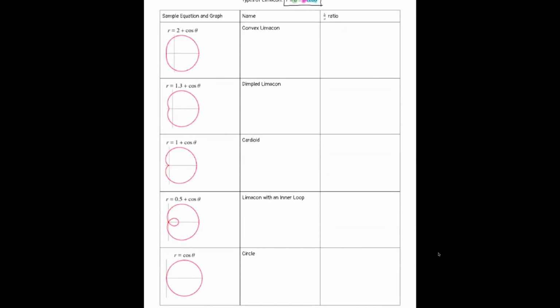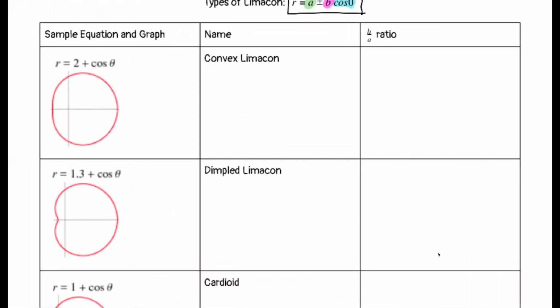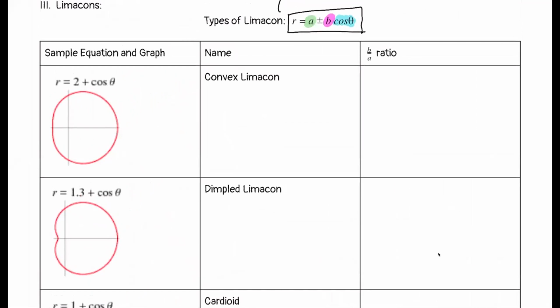It turns out that if you change A or B, and that's one of the things I ask you to do in the classwork, depending on how you change them, they're going to give you different versions of the limacon. And it turns out that it's all about the ratio of B over A. So let's go back and look at what our B values and our A values are.